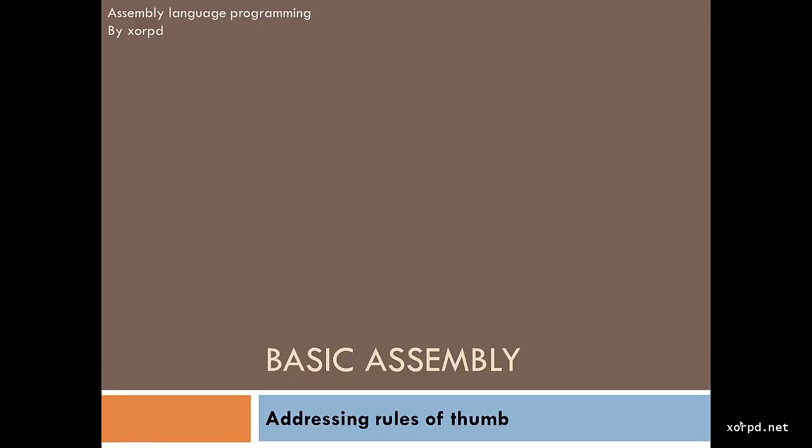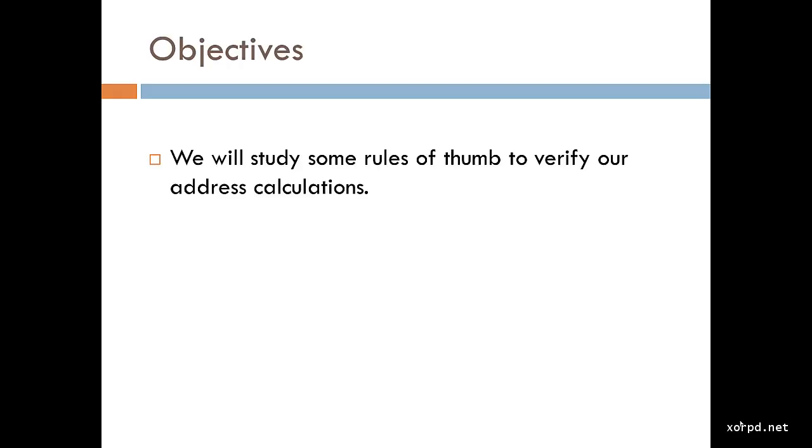Today we are going to talk about some addressing rules of thumb. Objectives of this lesson: we will study some rules of thumb to verify our address calculations. This is basically more of a philosophical lesson. We are not going to see so much code. I will just present some important ideas about addresses.